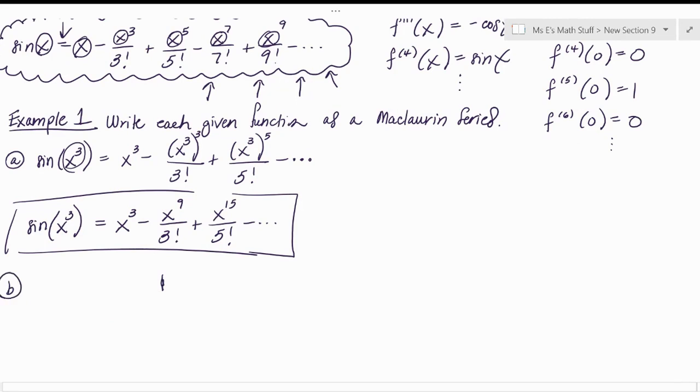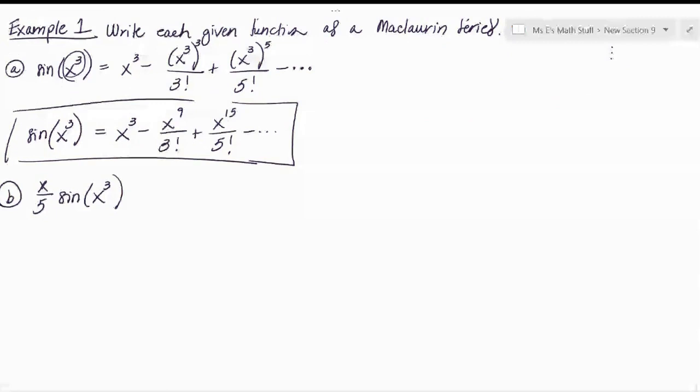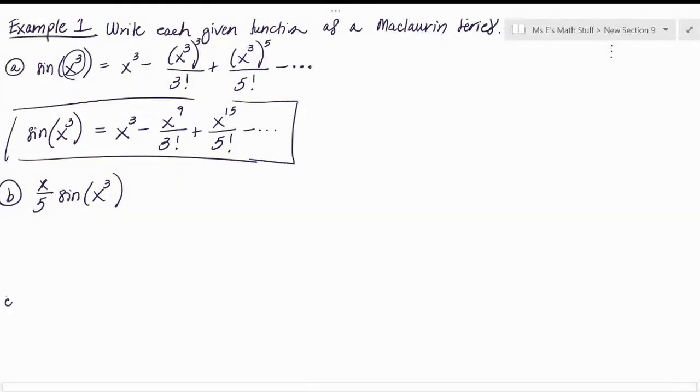Okay, let's see, for part B, we're just gonna kind of build as we go. So let's say I asked you now for a Maclaurin series for x over 5 times sine of x cubed. And then go ahead and see what you'll do with that. And then for part C, what if I ask you for x over 5 times sine of x cubed minus 7? So go ahead and think about parts B and C, and then check in with me in the next video.